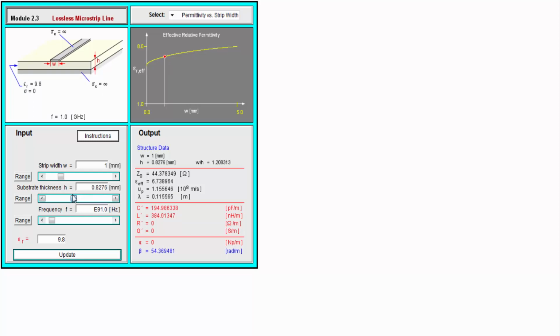When we have a thin layer, we expect to get a higher effective permittivity. When we have a thick layer, we expect a little bit smaller effective permittivity. Okay, that's about the height of the substrate and the relation between this height of the substrate and the effective relative permittivity. Okay, that's it. Thank you.